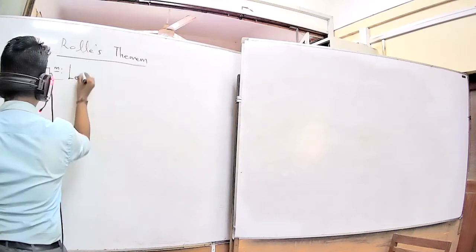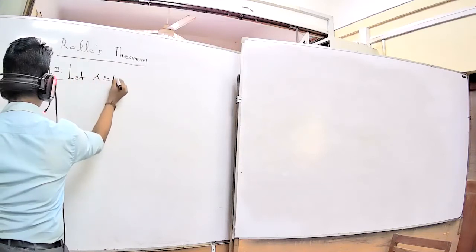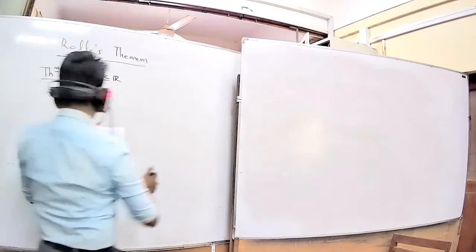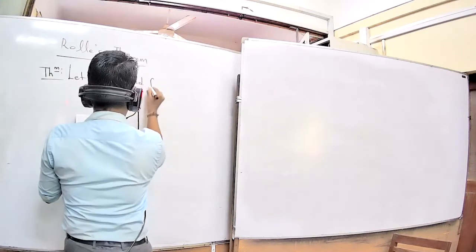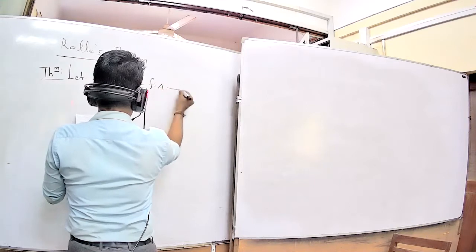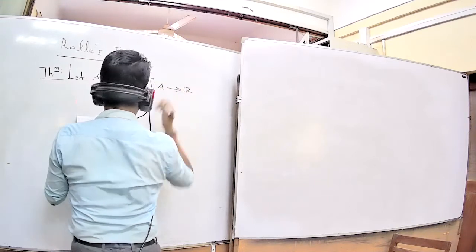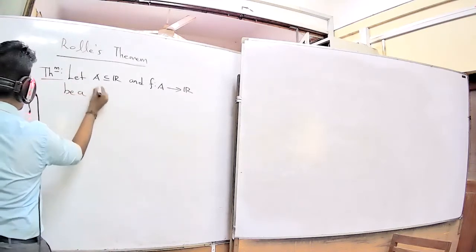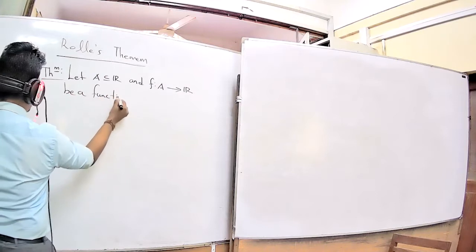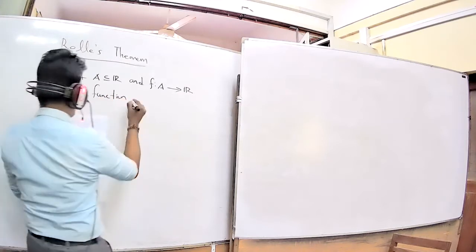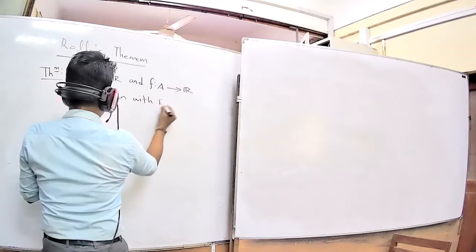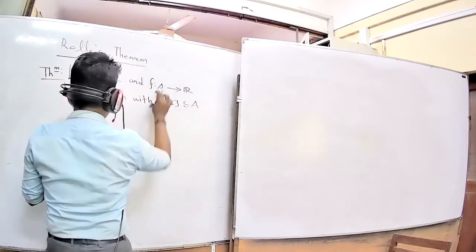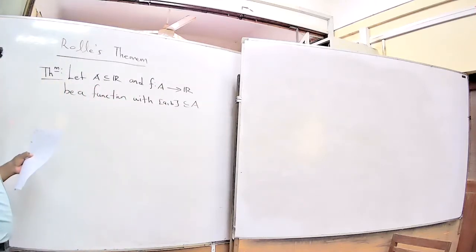Let A be a subset of the real numbers, and take a function f from this set A to the real numbers. It's a real valued function, with this condition: the closed interval [a, b] is a subset of A, right?